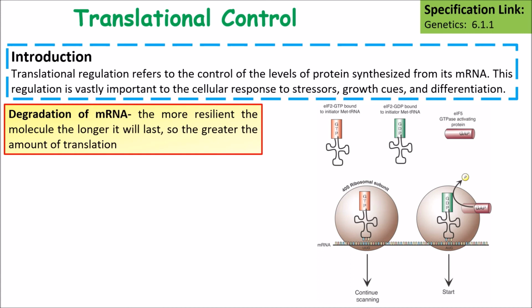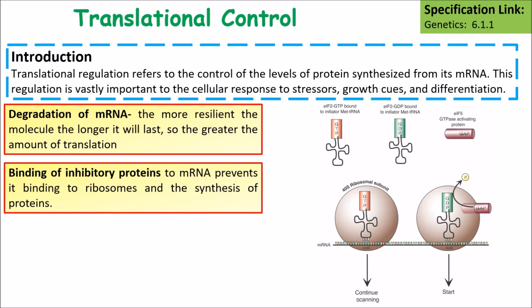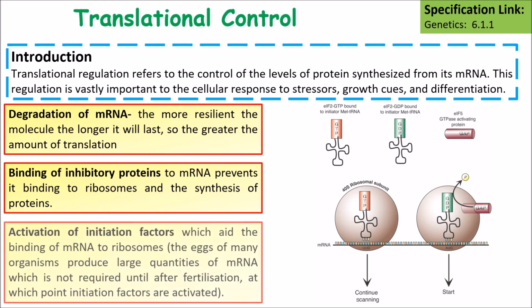We can have degradation of messenger RNA. The more resilient the molecule is, the longer it will last, so the greater the amount of translation that will happen. We can have binding of inhibitory proteins to messenger RNA, which prevent it binding to ribosomes and therefore stop proteins from being synthesized. And we can have the activation of initiation factors, which aid the binding of messenger RNA to ribosomes.